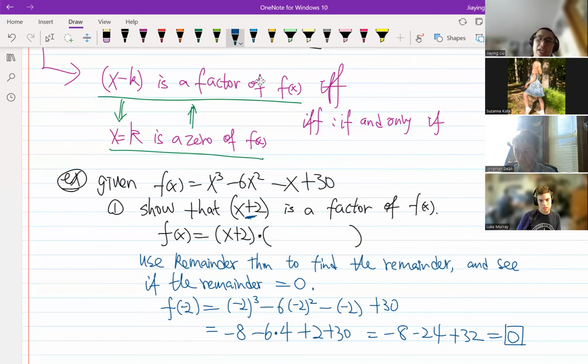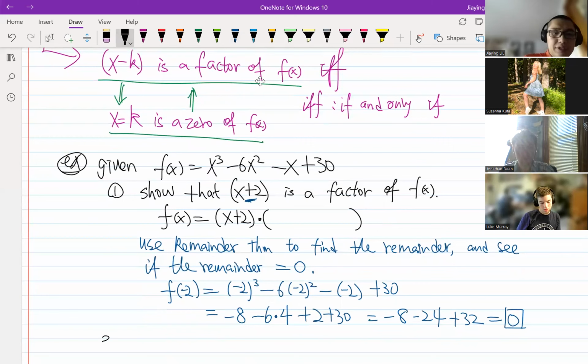Because remember, it says we want to show x plus 2 is a factor. We want it to have a 0 as a remainder. If the remainder equals 0, that means x plus 2 is a factor, right? So we confirm that.